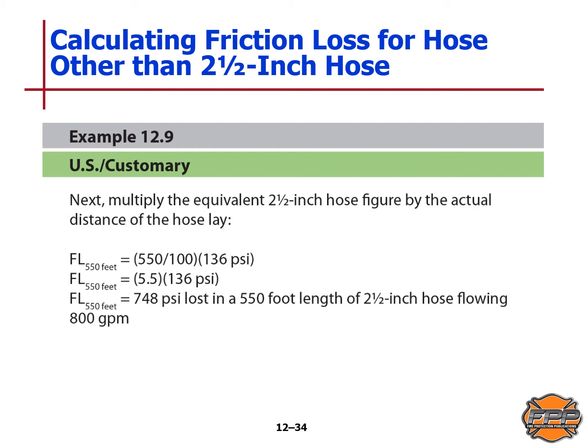Next, multiply the equivalent 2.5-inch hose figure by the actual distance of the hose length. So if you have friction loss of 550 feet, you get friction loss equals 550 divided by 100 times 136 psi. Friction loss then at 550 feet equals 5.5 times 136 psi, which equals 748 psi loss in a 550 foot length of 2.5-inch hose flowing at 800 gallons per minute.